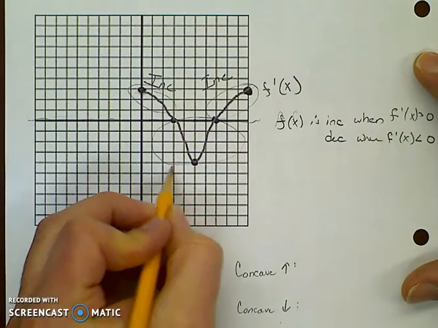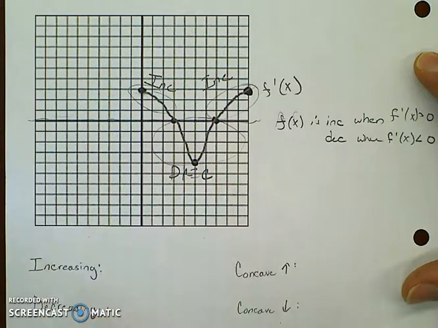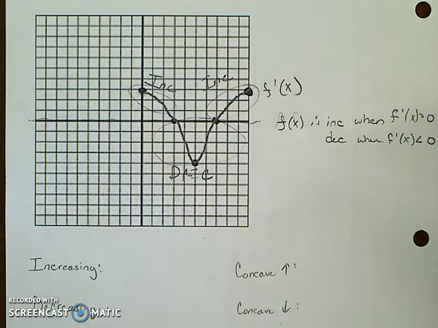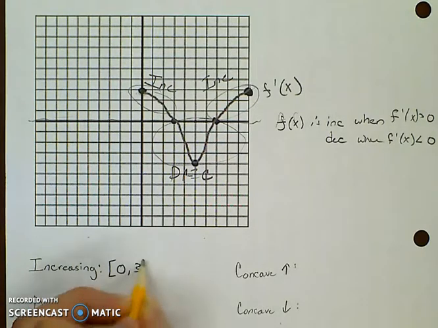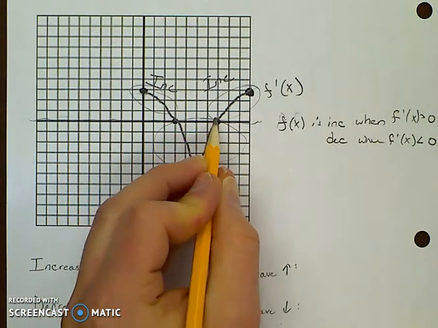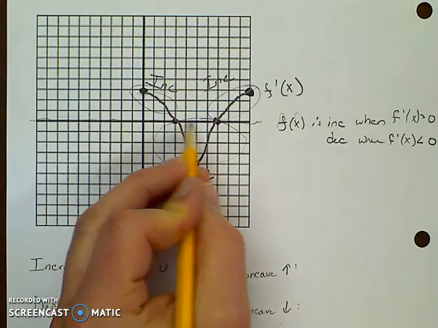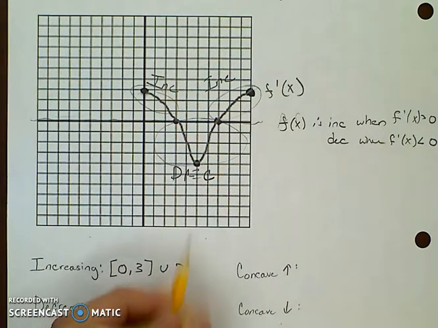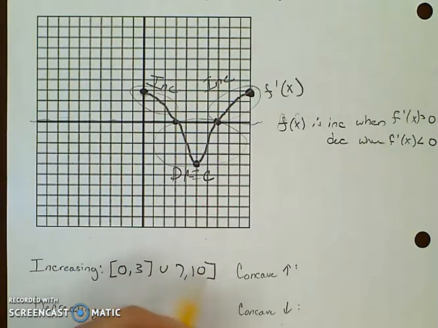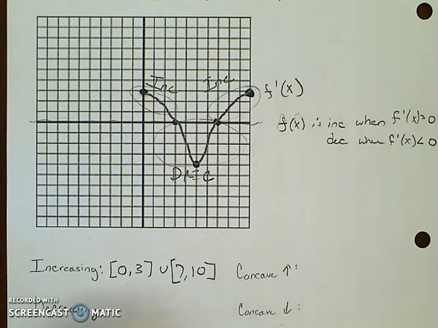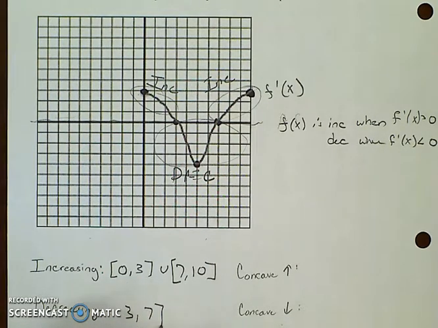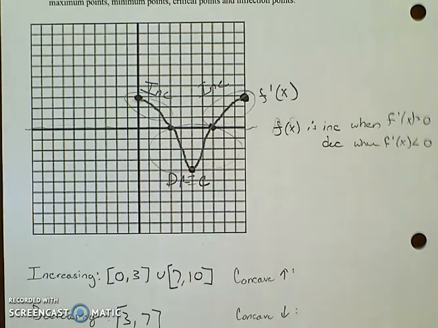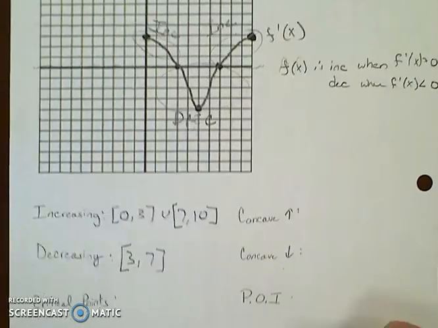And we're decreasing when we are below the x-axis. So we can go right here, increasing from 0 to 3, and from 7 to 10. And we're decreasing in between there, 3 to 7. Remember that first increasing and decreasing is closed intervals unless otherwise specified.